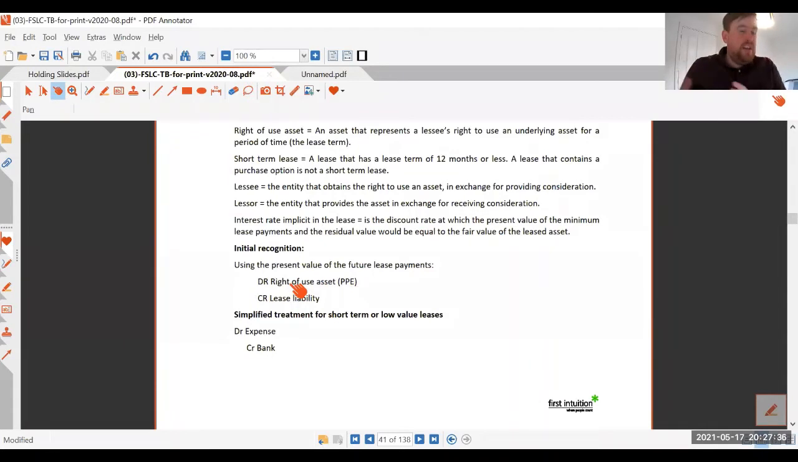From there, that liability is slowly going to write itself off, and you're going to try and depreciate that asset over a similar period as a general rule to offset those two items. All right.